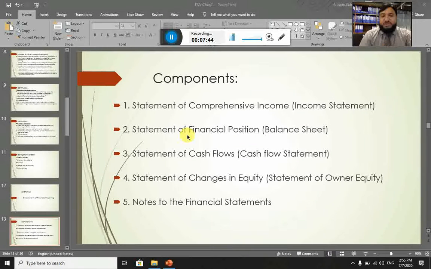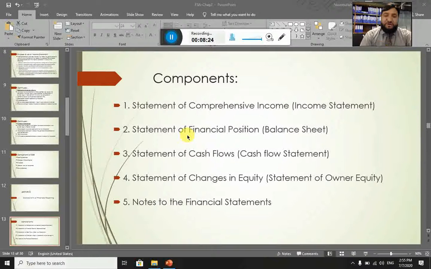Number 4 is the changes in equity statement or owner equity statement. This statement shows the movement in owner's equity during a year in an organization. The movement means increase and decrease of the owner's equity. So it also gives us insight into whether the owners are happy with the business or not, and whether the portion of internal financing is increasing or decreasing.